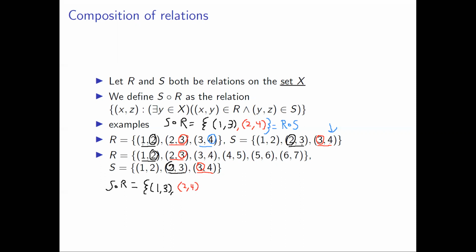And then 3, 4, its second term is 4. And there's nothing that starts with a 4 down here in S. 4, 5, its second term is 5. Nothing starts with a 5 in S. Similarly with the 5, 6, and 6, 7. So S composed with R, this is what we get. Now we can look at R composed with S.